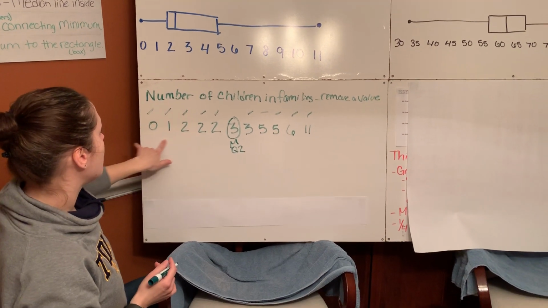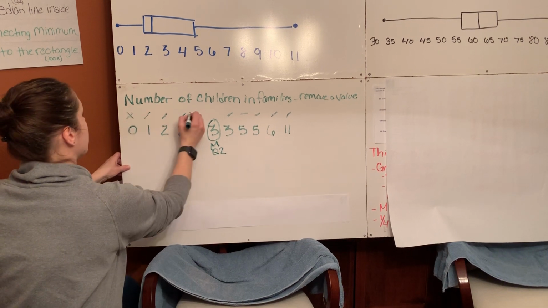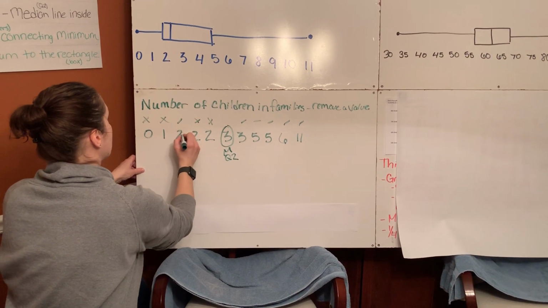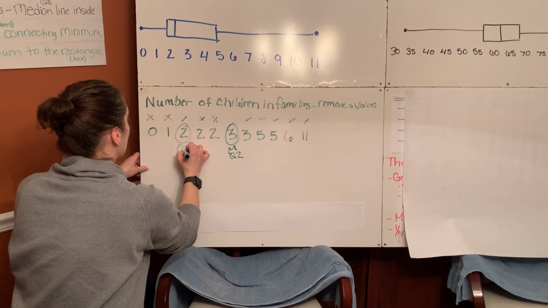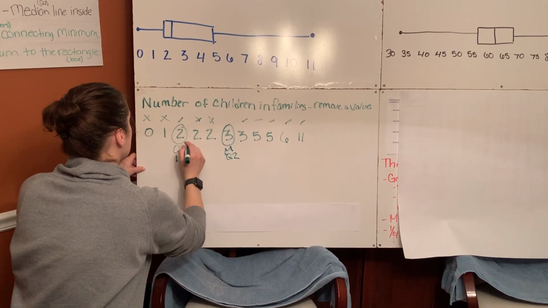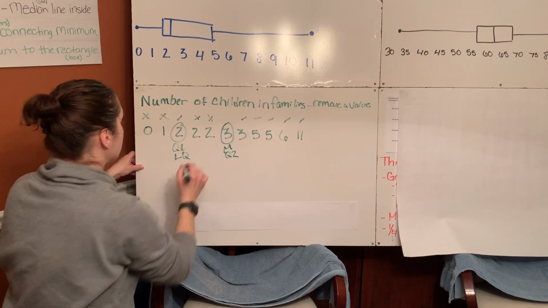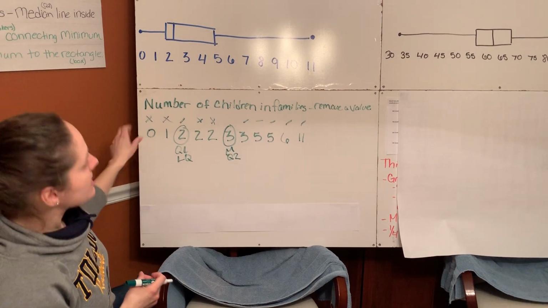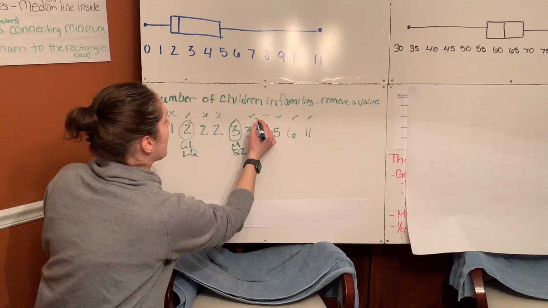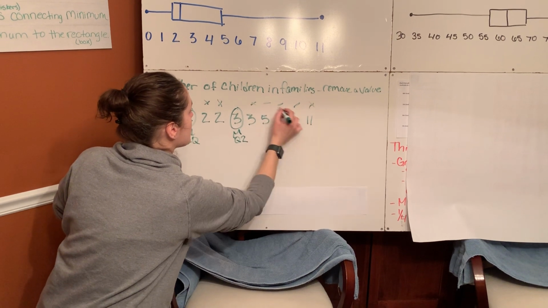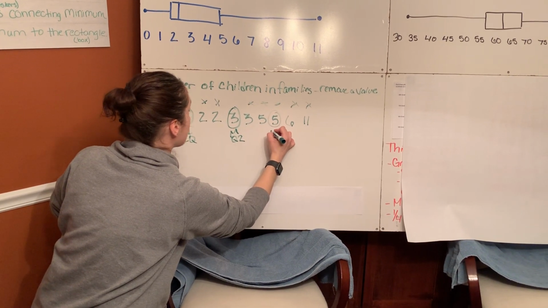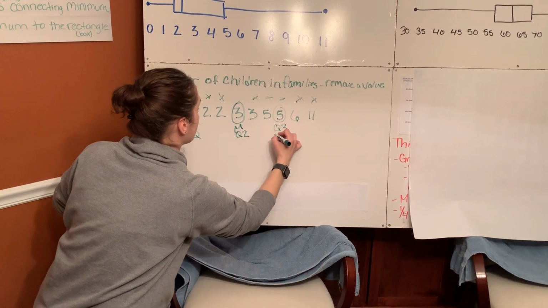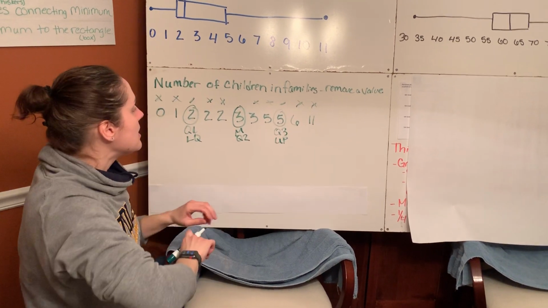When I find the middle of the lower half, left, right, check it out. This time I also have an exact number for my quartile 1, or my lower quartile. Same thing's going to happen on this side. So left and right, and an exact number for my quartile 3, or my upper quartile.